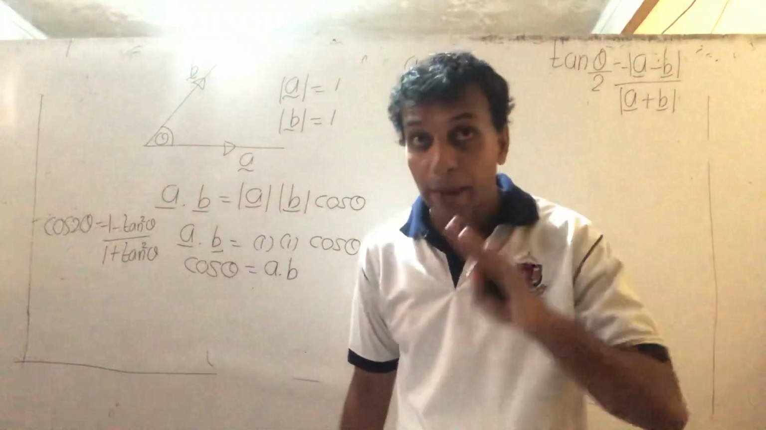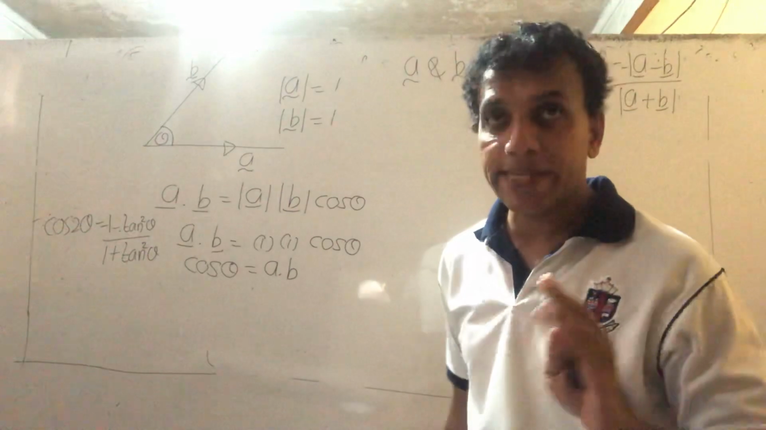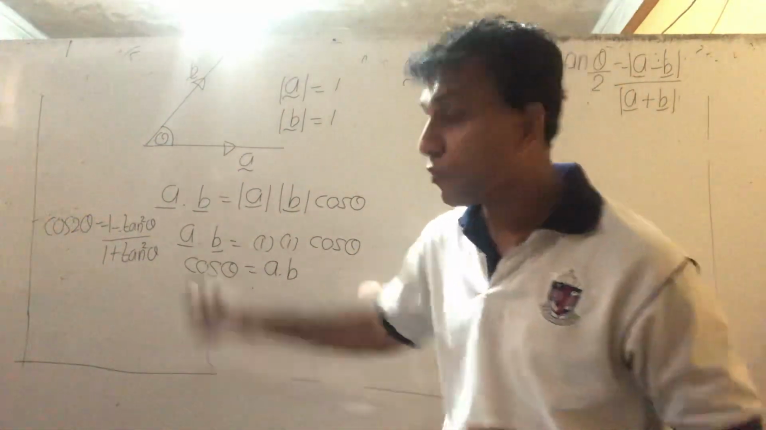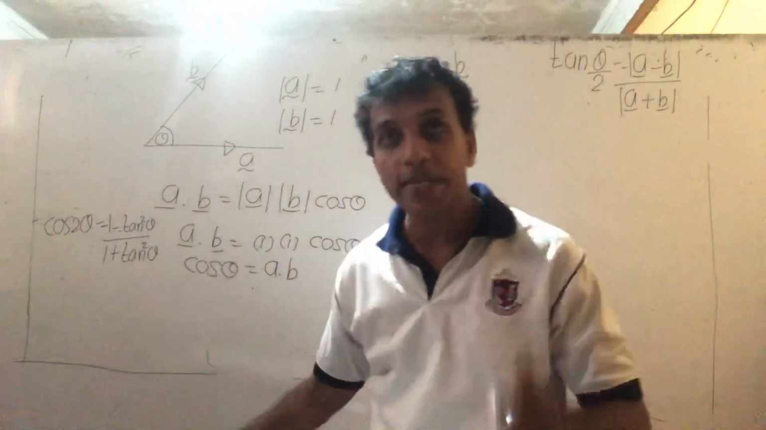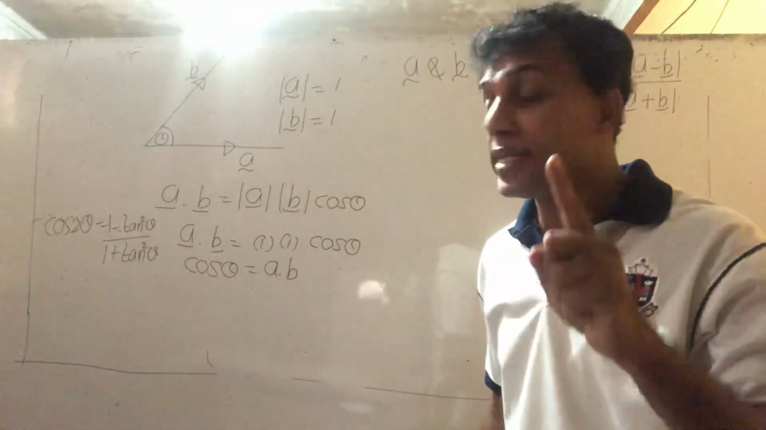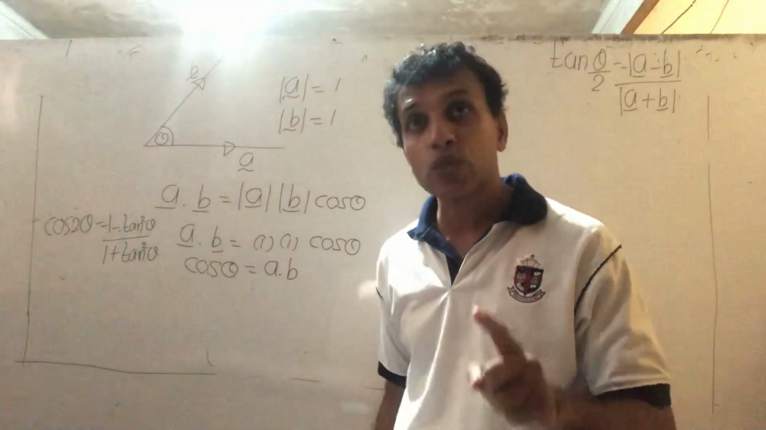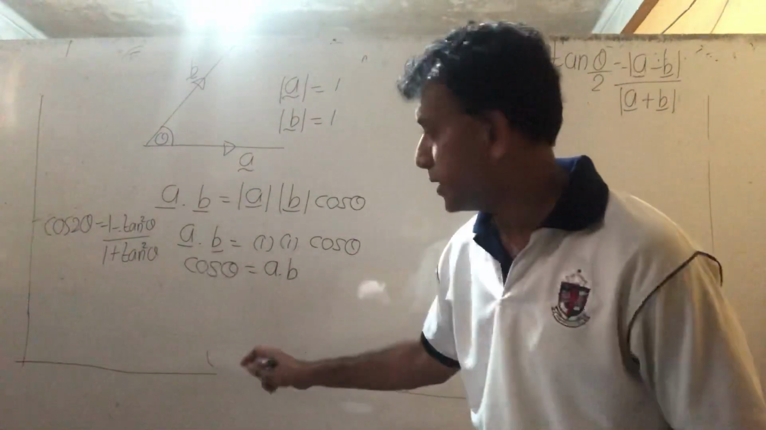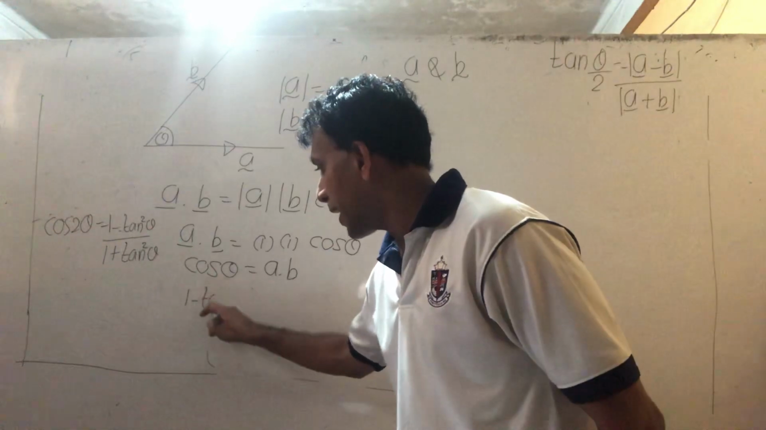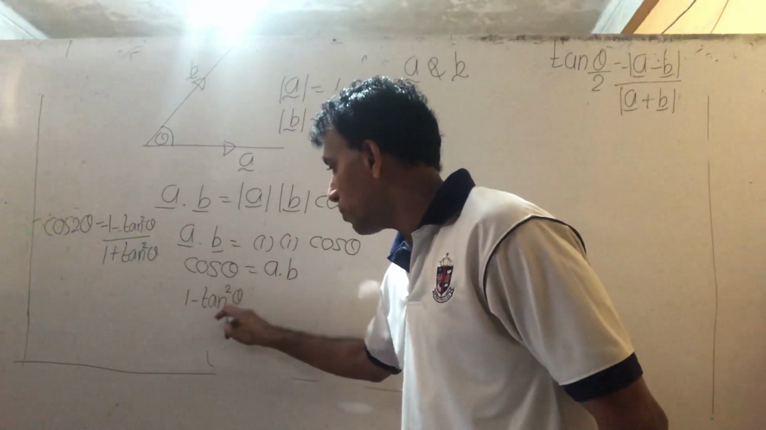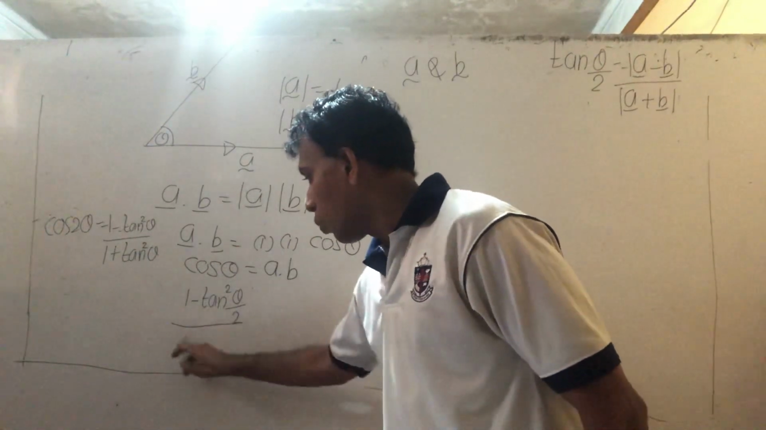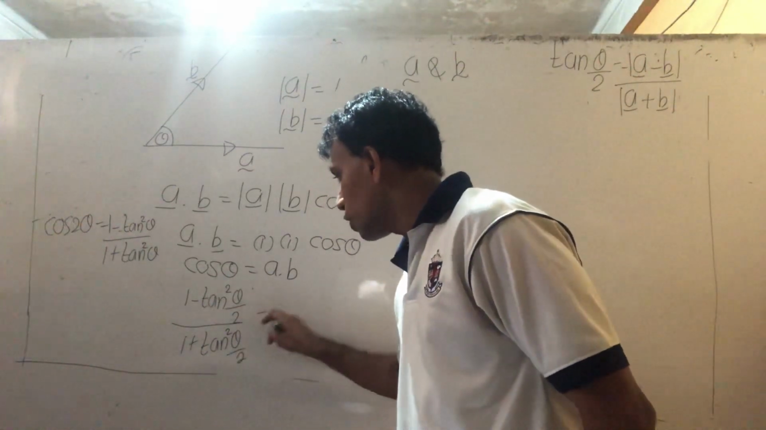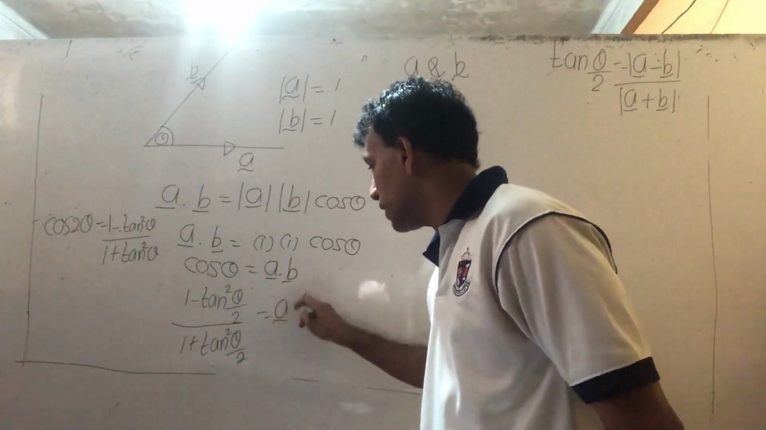It's a double angle formula, not applied, it's your basic trigonometric identities. Double angle: 1 minus tan square over 1 plus tan square. That's for 2 theta. So what is it for theta? Therefore cos theta equals 1 minus tan square theta by 2 over 1 plus tan square theta by 2. Then we have the theta by 2 idea. So now we write for cos theta: 1 minus tan square theta by 2 over 1 plus tan square theta by 2 equals vector A dot B.